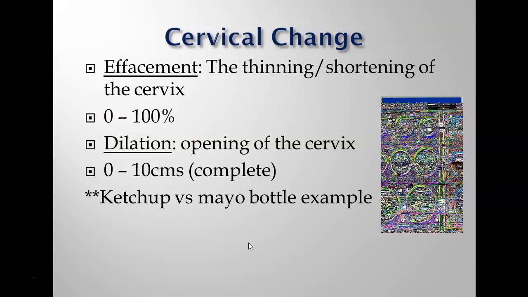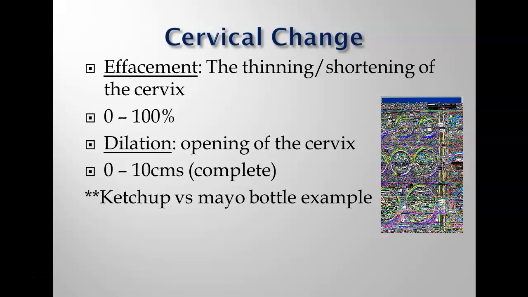In cervical change, we know that effacement needs to take place, which is the thinning or the shortening of the cervix. We call this between 0 and 100% effaced. So 0% effaced means that it's still thick and not short, it's still long. And if it's 100% effaced, that means it's completely thinned and completely shortened. When we talk about the dilatation of the cervix, we're talking about the opening of the cervix. And remember, it initially starts closed, or 0, and goes up to 10 centimeters, which is complete.